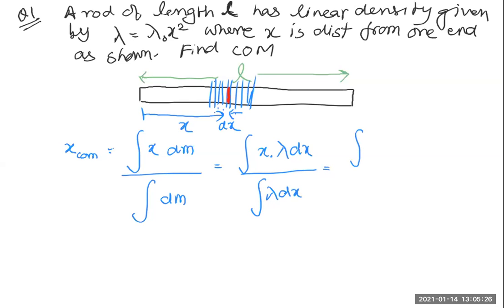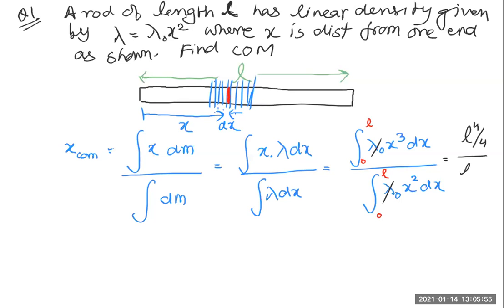Now I can put in the value of lambda and I'll get lambda naught x cube dx divided by lambda naught x square dx, and the integration will be carried out from 0 to L. So lambda naught will cancel. This will be equal to L power 4 by 4 divided by L power 3 by 3. So the x coordinate of center of mass is equal to 3L by 4.